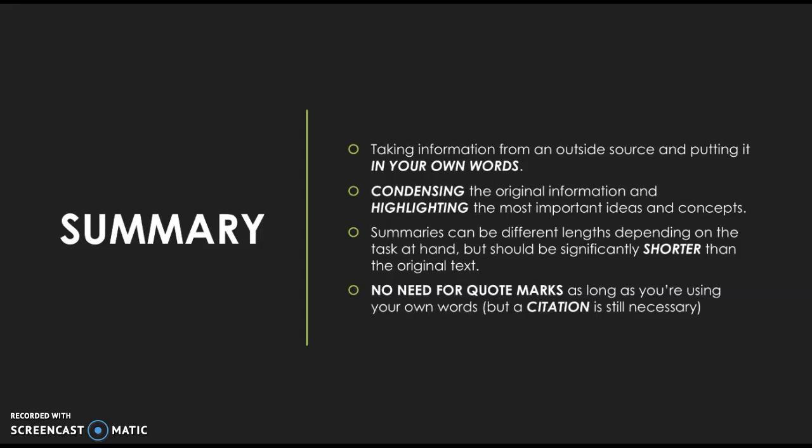In a summary, there's no need for quote marks so long as you're using your own words. There is still a need for citation, however, just as you'd have for a quote. It's not just the exact wording that requires citation, but also ideas. So make sure you brush up on your MLA or APA or whatever documentation style you're using and get your citations in there.